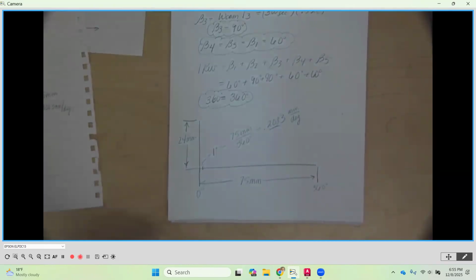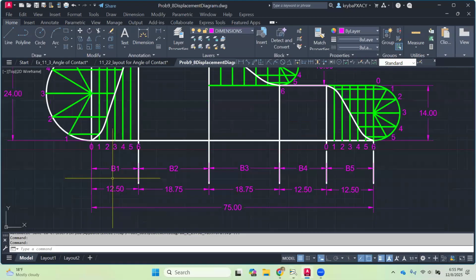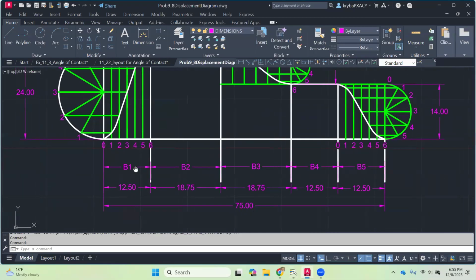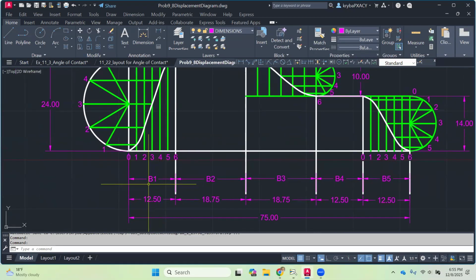So if I need 60 degrees, if I go back to AutoCAD here, notice that my first chunk, beta 1, that was 60 degrees, right? So if I take 0.2083, multiply it by 60, you should get 12 and a half. Right? Yeah. So that's how you mark off your betas.